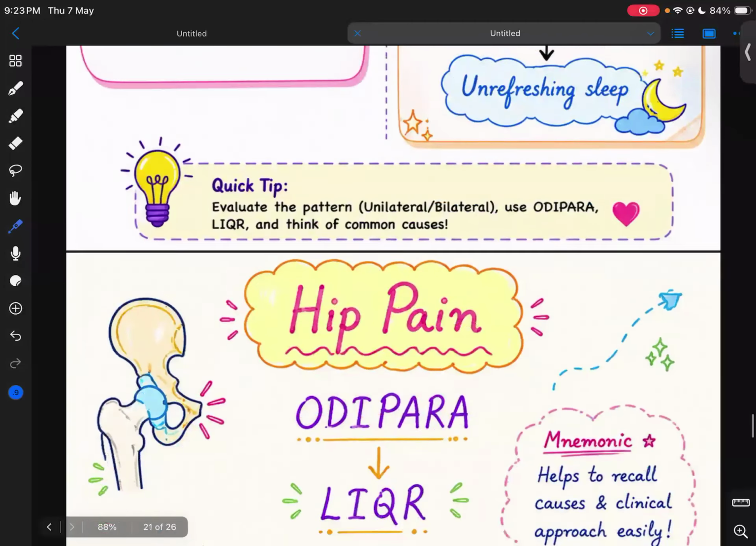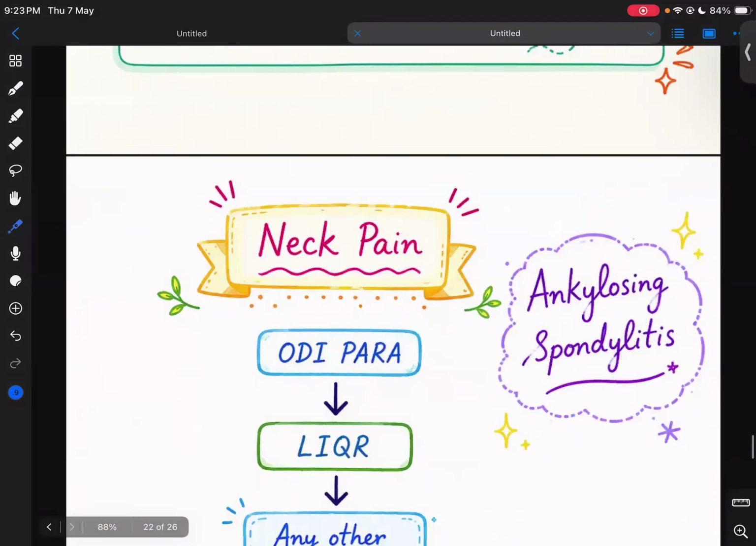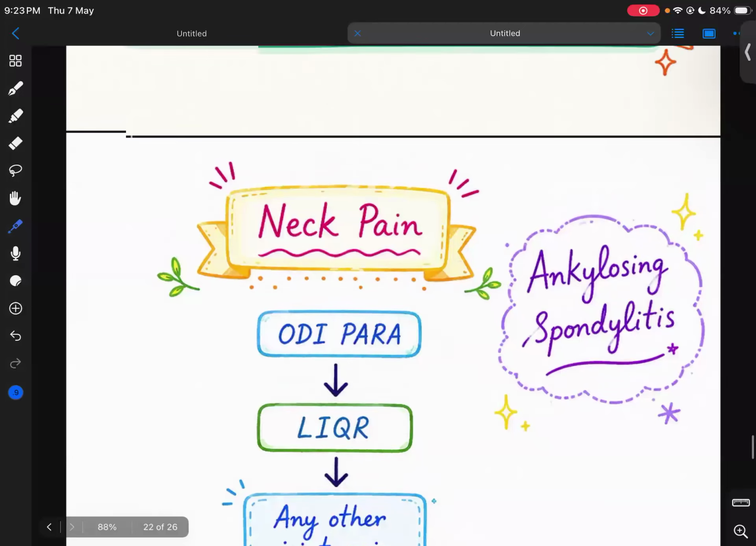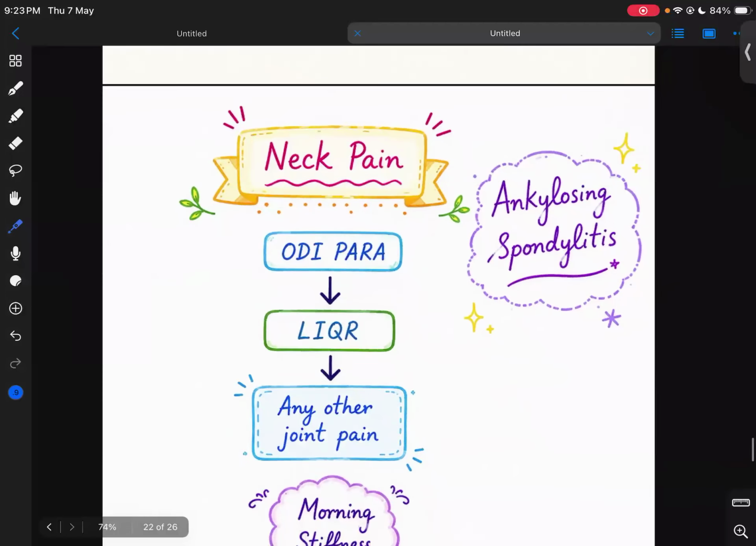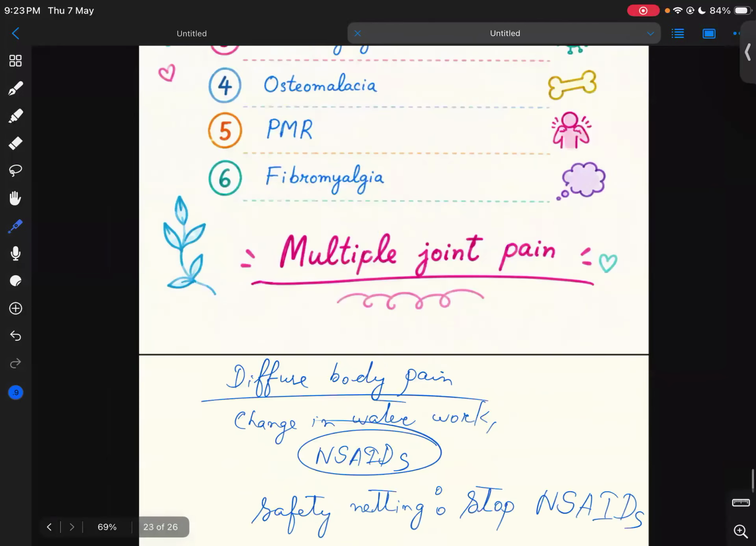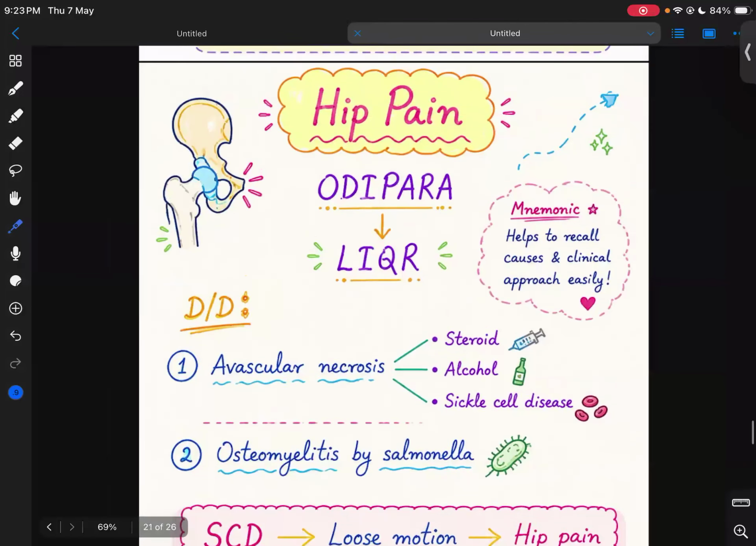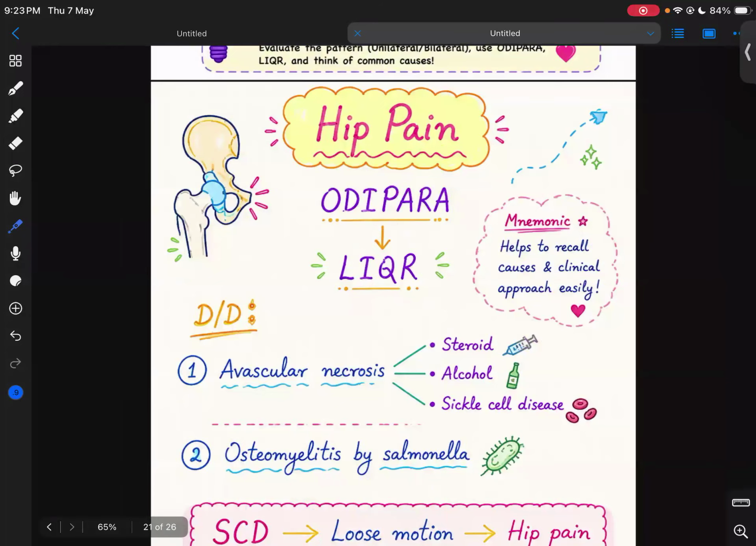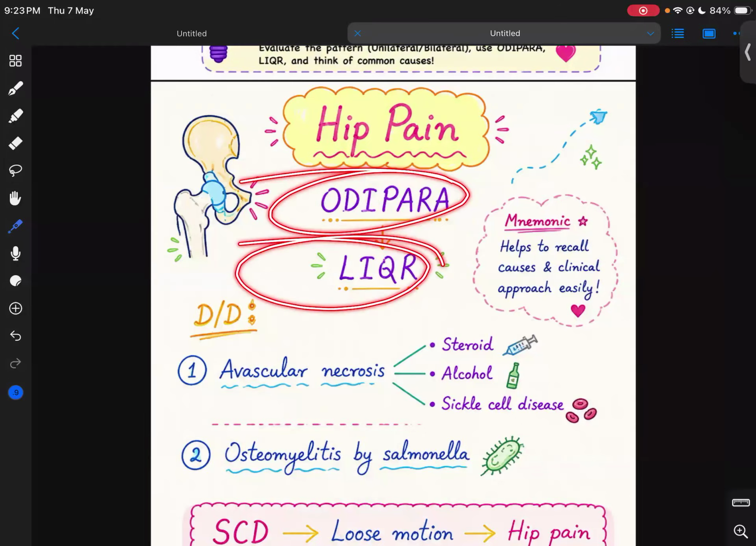Okay, let's proceed to the next prompt. The double step prompts are already done. Now the less important triple step prompts: neck pain, diffuse body pain. Where is the hip pain? Yeah, it's a hip pain. So the hip pain is also a double step prompt, not a one step. So how to approach hip pain? First Odipara, then LICOR.